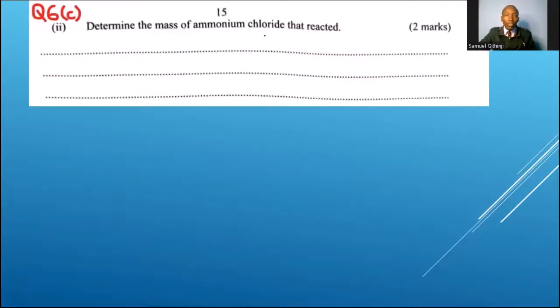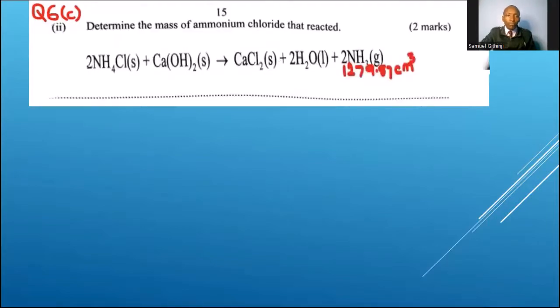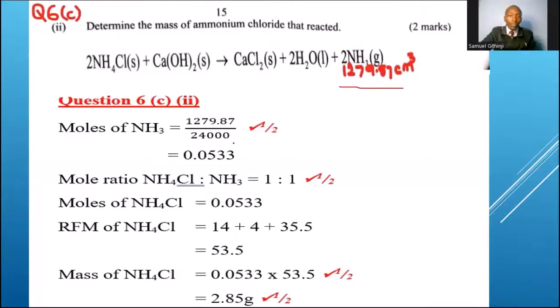Good. Determine the mass of ammonium chloride that reacted. This equation is what is guiding you. Ammonium chloride, you have calcium hydroxide, you have calcium chloride being formed, water and ammonia. The volume of ammonia is already calculated. So this is what guides you, then the equation, the mole ratio. We can start by working out the number of moles of ammonia: volume divided by molar gas volume at RTP.